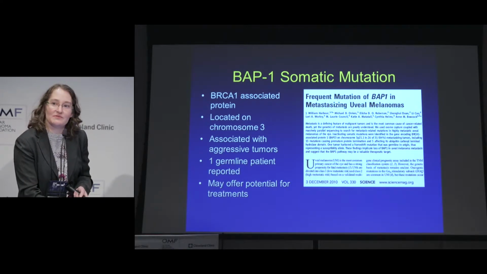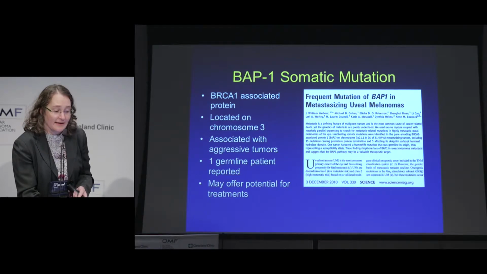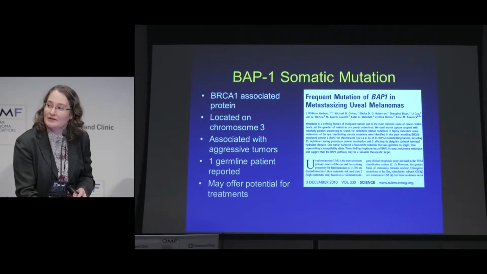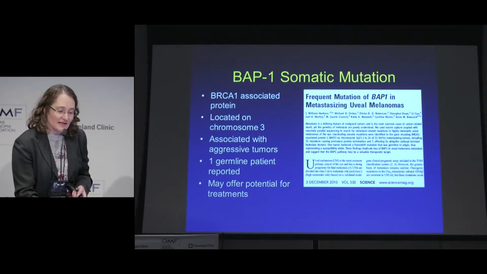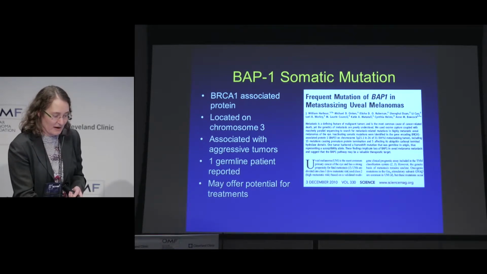BAP1 was first reported by Bill Harbour when he looked at a bunch of uveal melanomas that were very aggressive and were metastatic. And those he found had mutations in BAP1 to a very high percentage. And one of the patients in that study actually appeared to have a germline mutation of BAP1.